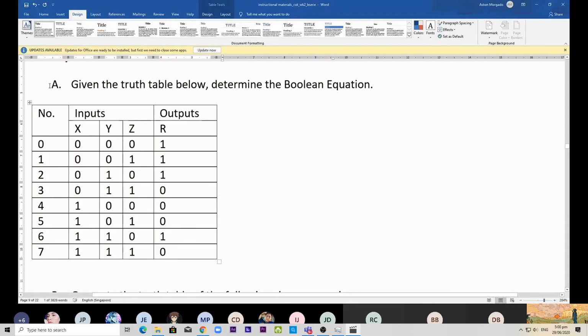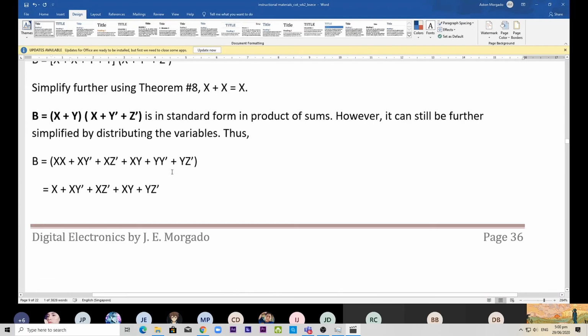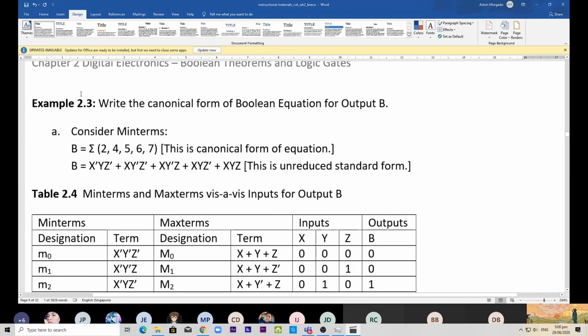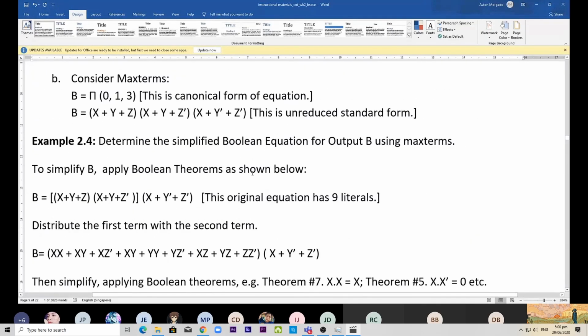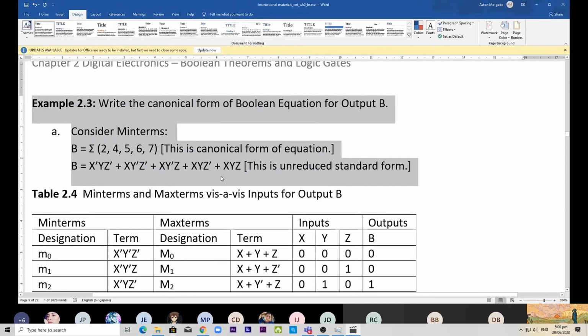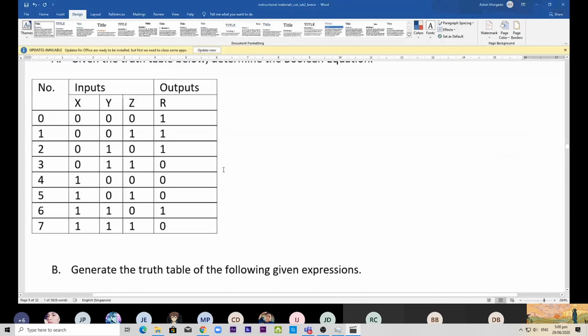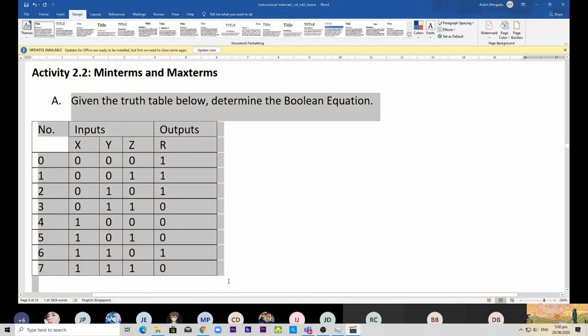So this will be your assignment to be submitted tomorrow. This one, and I have an example earlier. This one too. This is Minterm, what we solved earlier was Maxterm. So this is Maxterm. You have to solve the Boolean equation for B using Minterms. And then for this one, given the truth table below, determine the Boolean equation.